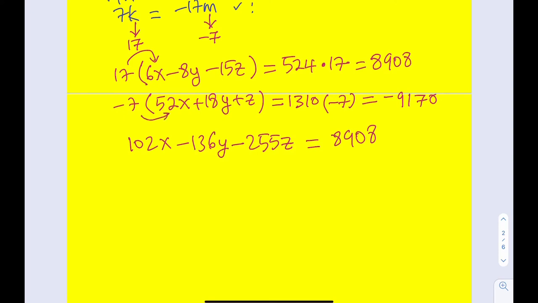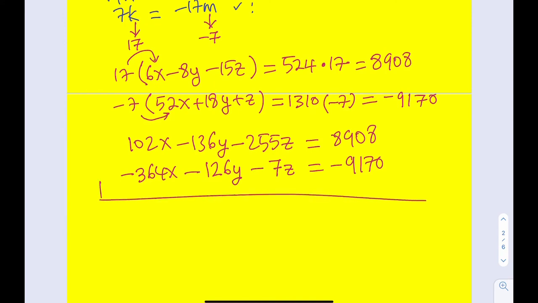And then in the second equation, I should distribute the negative 7. If I multiply that by 52, that's going to give me negative 364x minus, and I think we already know, that was 8 times 17, never mind, right? That should be 126y with the minus sign, and then finally I should be getting negative 7z. And on the right-hand side, I should get negative 9,170. Now, I was able to manipulate both of my equations with constants, so that when I add these two up, I should be getting what I needed, according to my calculations.